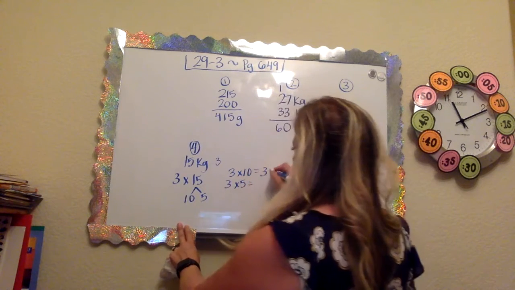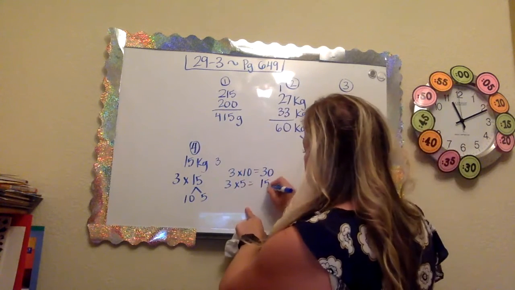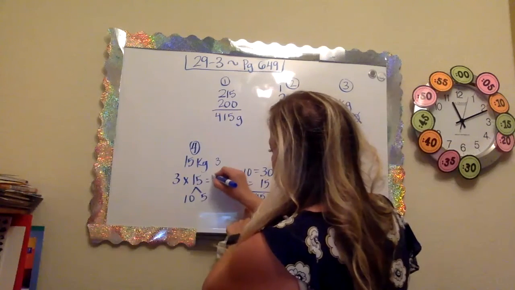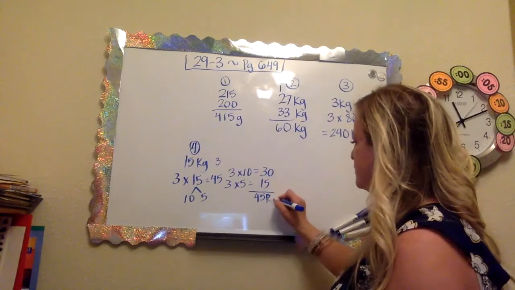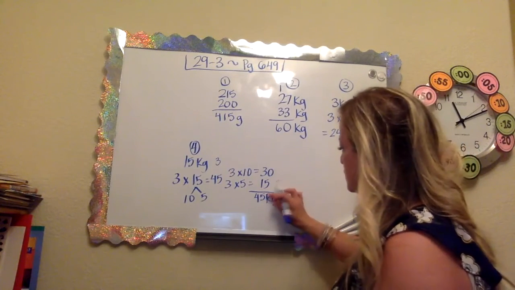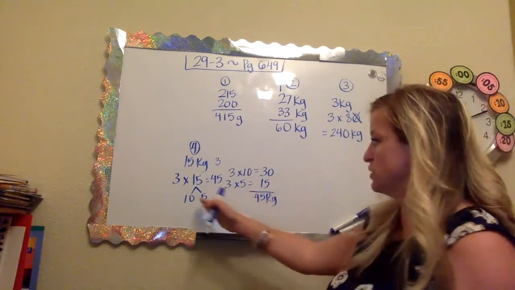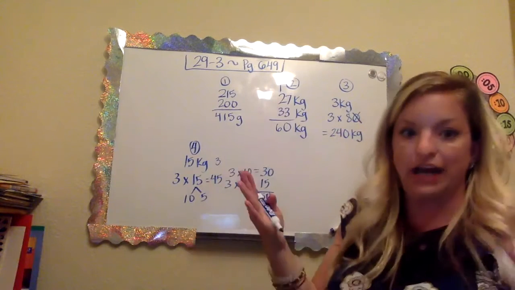3 times 10 is 30. We're going to count by 5 3 times, that's 15. If we add those together, it's 45. 3 times 15 is 45. 45 kilograms. Okay. So this is back to our multiplication where you don't know how to solve. You break it apart, then you add it back together.